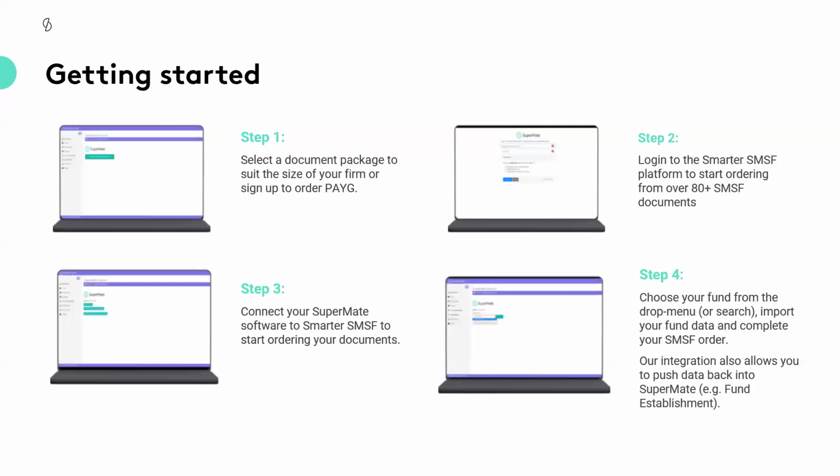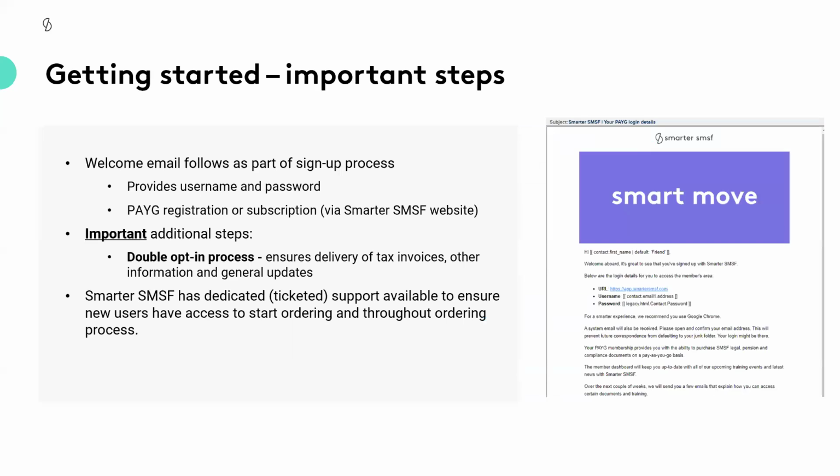So getting started, there is a fairly straightforward process. It is the opportunity for you to either connect, pay as you go, or purchase a subscription. And then, as we spoke about before, it is then a process of logging in and then connecting your SuperMate software. Once you have connected, it is then a process of going in and ordering that relevant document. And we're about to jump into that shortly. But once you sign up, you will receive an email from us confirming the fact that you have either a subscription or you're ordering on a pay-as-you-go basis. You'll get your username, you'll get your password.